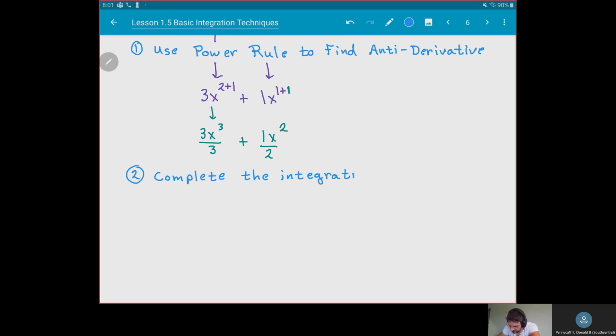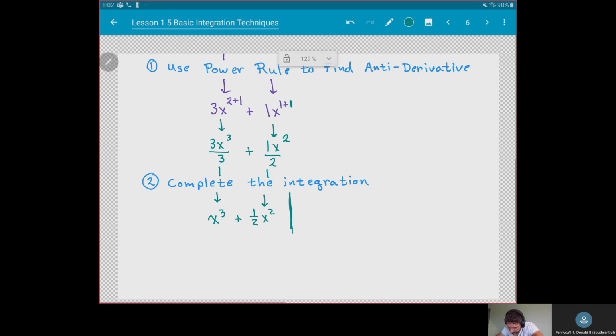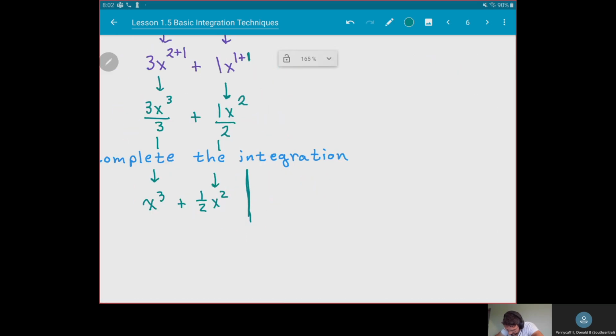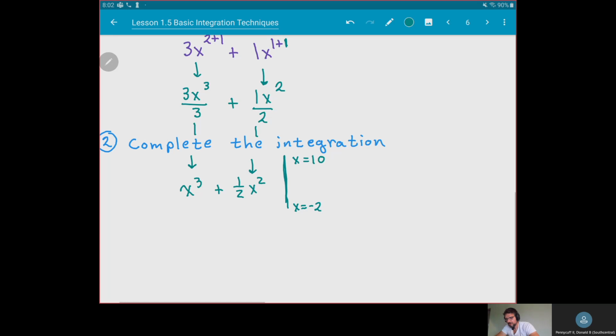Now, if you do not have a start and stop, you would stop right up here and you would just tack a plus C on that, as you may remember from Calculus 1, and that would be it. That'd be all you could do. But for us, we're going to keep coming down, and so that's going to be x cubed plus 1/2 x squared. And I'm going to use my little integration symbol there now, and that's -2 to 10. Boom. Type that in my calculator.